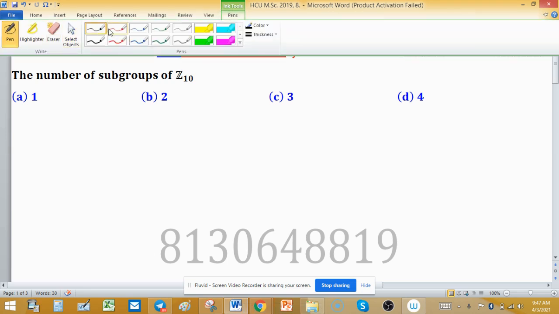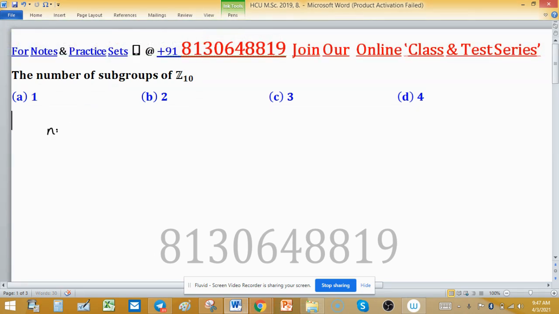Find the number of subgroups of Z10. There is a theorem related to subgroups, the Lagrange theorem, a very important theorem in group theory: the order of a subgroup divides the order of the group.